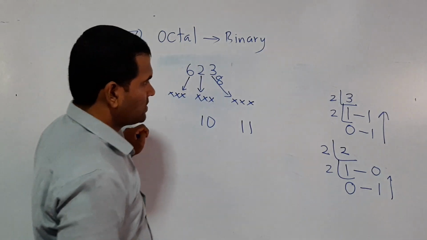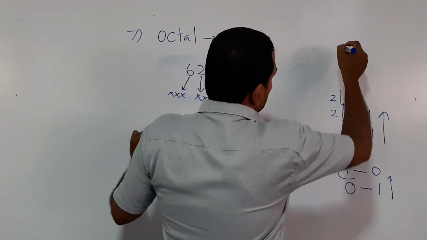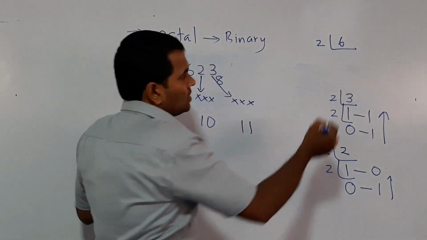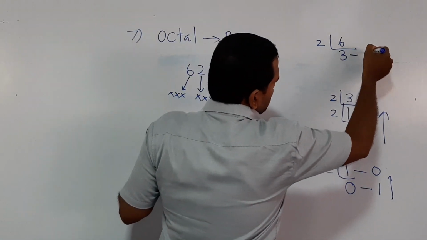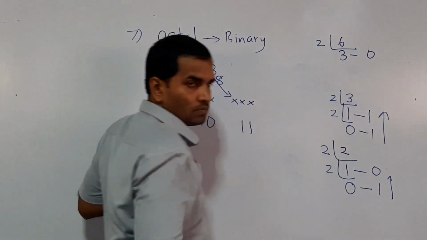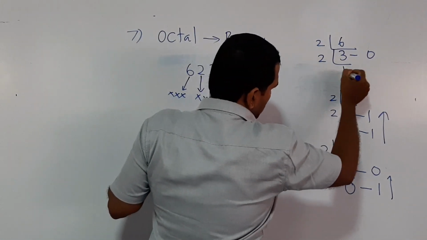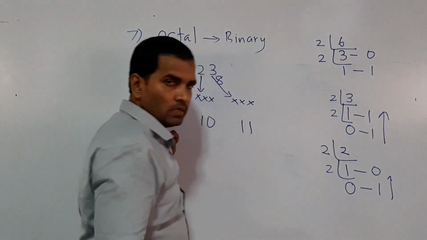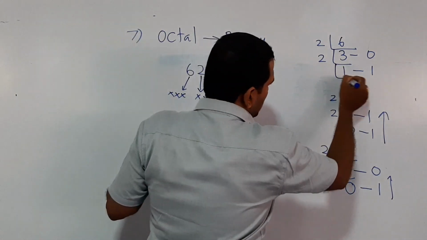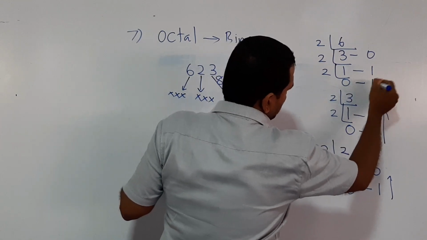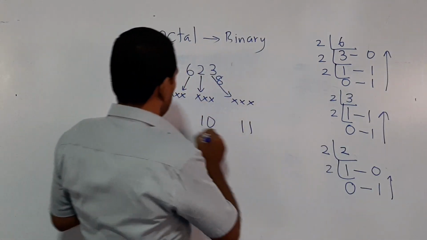Next one, 6. To take 6, divide by 2: 3 quotient, 0 remainder. Divide again: 1 quotient, 1 remainder. Divide again: 0 quotient, 1 remainder. So it's 1, 1, 0.